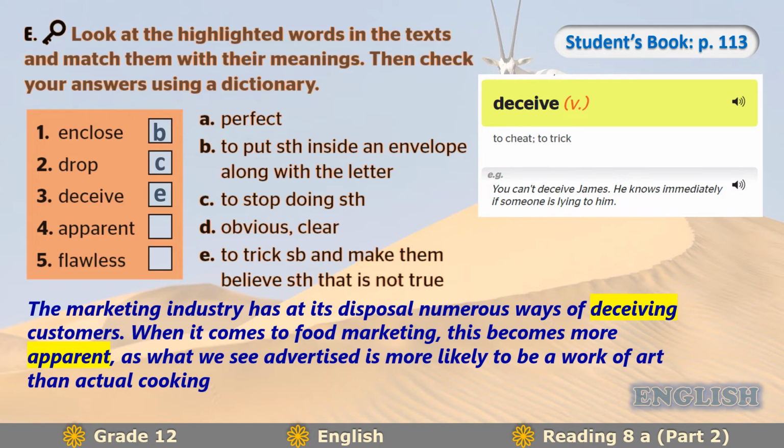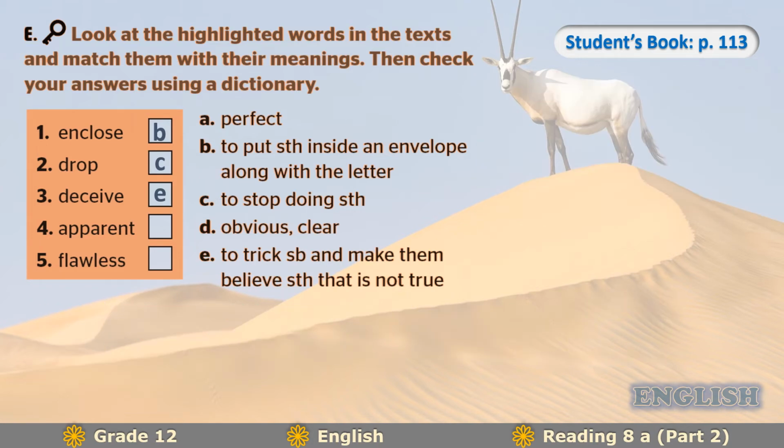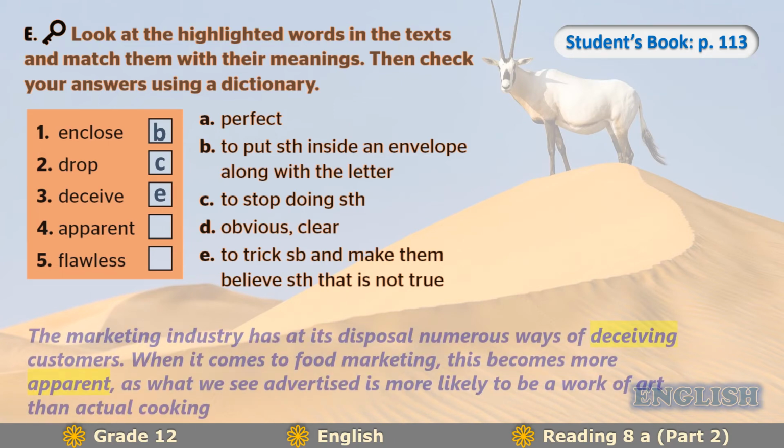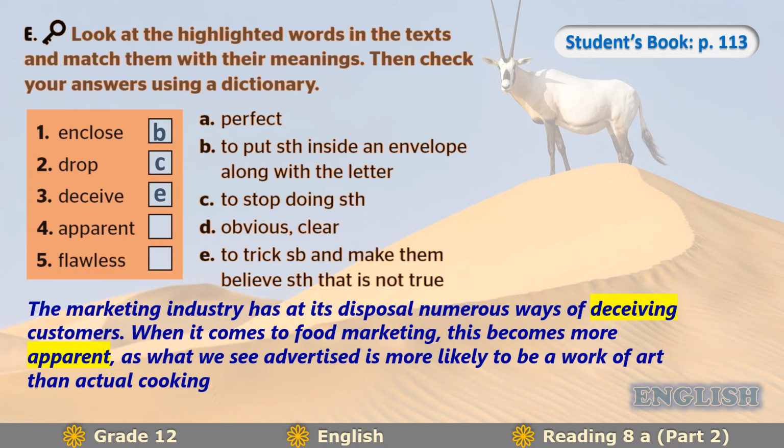Now let's move to the word apparent. And when we focus on the context of the word apparent, we will notice that the writer is saying this becomes more apparent. We can replace the word apparent here by saying clear or obvious. We can say this becomes more obvious or more clear when it comes to the food marketing. So of course the answer for apparent is going to be letter D, which means obvious or clear.